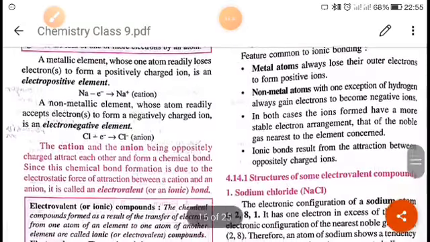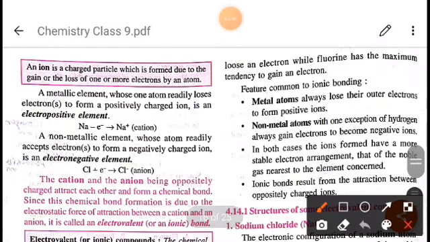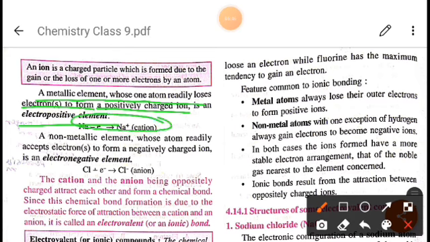So after this, as you can see, an example is given here: a metallic element whose atom readily loses an electron to form a positively charged ion is called an electropositive element. It is converting into what? It is converting into a cation, right? As you can see here, sodium is releasing an electron, the same example I gave you previously, right?